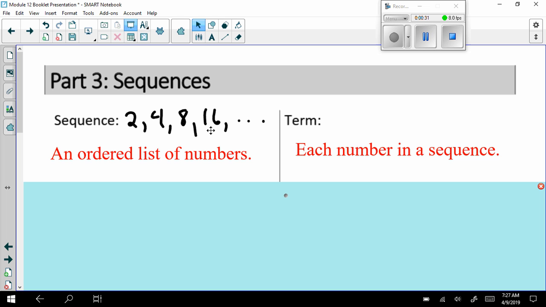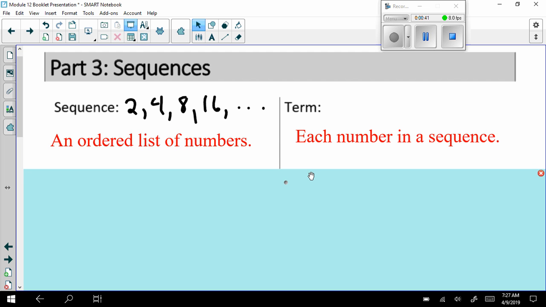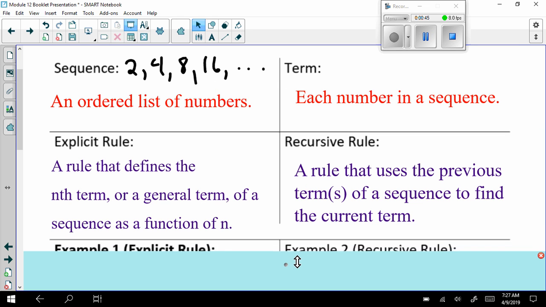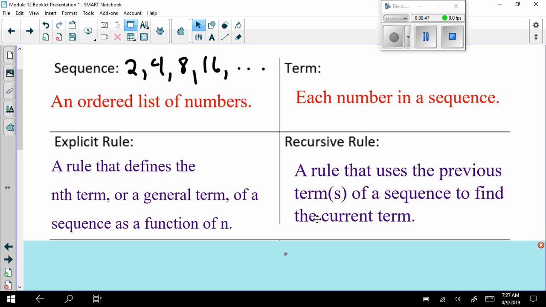is 16. Now, a sequence does not have to have a pattern to it, but in this case, I hope you can see all we're doing is doubling each time. If a sequence does have a pattern, there are two ways in which we can define it: the explicit rule and the recursive rule. So the explicit rule is a rule that defines the nth term, or a general term, of a sequence as a function of n.